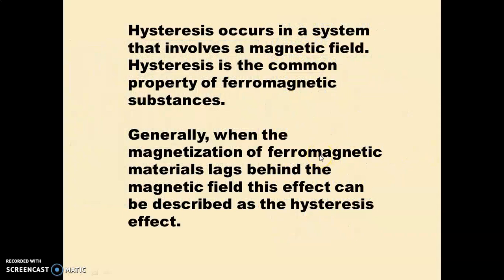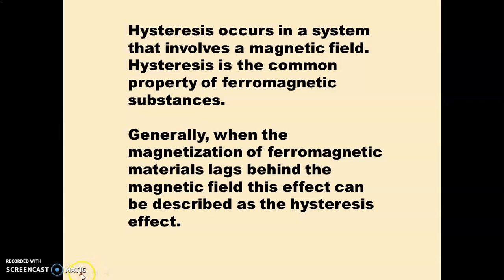Hysteresis occurs in a system that involves a magnetic field. Hysteresis is a common property of ferromagnetic substances. Generally, when the magnetization of a ferromagnetic material lags behind the magnetic field, this effect can be described as the hysteresis effect. This is very important. When the magnetization of ferromagnetic material lags behind the magnetic field, this effect is described as the hysteresis effect.